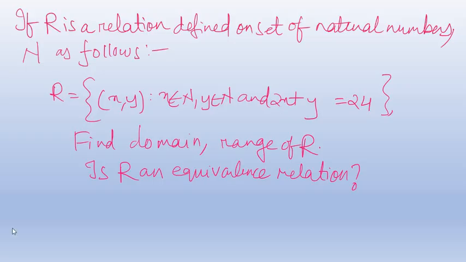Moving to the next question. If R is a relation defined on the set of natural numbers N as follows, R is equal to the ordered pairs (x, y) such that x belongs to natural numbers, y belongs to natural numbers, and 2x plus y is equal to 24. We have to find the domain and range of the relation R, and we have to find whether R is an equivalence relation. So let us move into the solution.